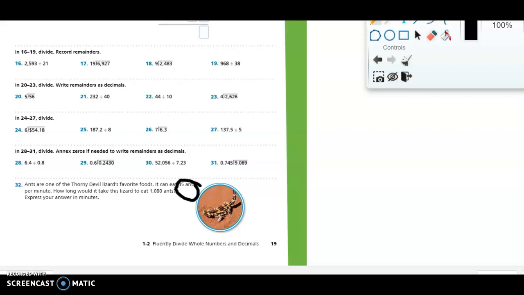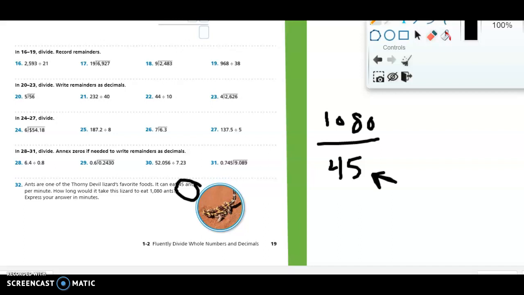So this is a division problem. We're going to look at how many groups of 45 are in 1,080. All right? That's how many ants we're working with. This is how many ants it can eat per minute. So we're going to get an answer that is in minutes.